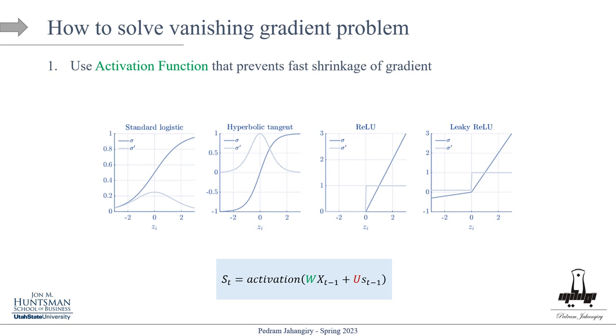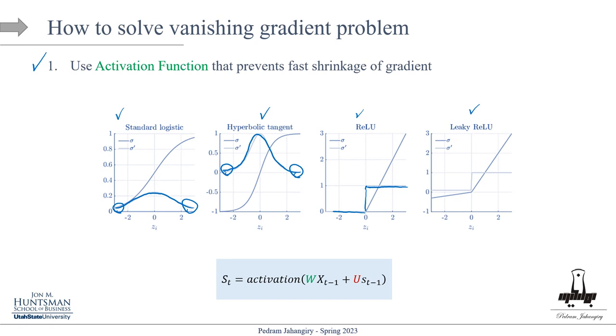The first one is to use a different activation function, one that prevents fast shrinkage of gradients. This is our standard sigmoid or logistic, this is our tanh, this is ReLU and leaky ReLU. If you look at the gradients, for sigmoid and tanh, the gradient is always going to be less than 1. We can simply change that. To avoid these small gradients at both ends, we're going to use ReLU. For ReLU, the gradient is always either 1 or 0. So if we need to multiply so many of these numbers into each other, the gradient is simply 1 or 0, so it's not going to vanish.